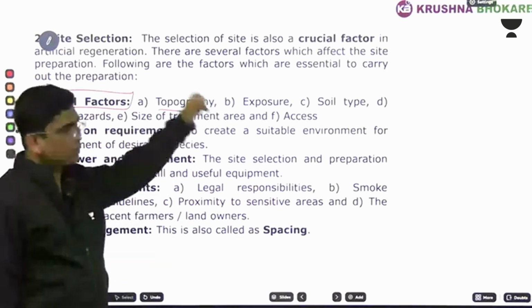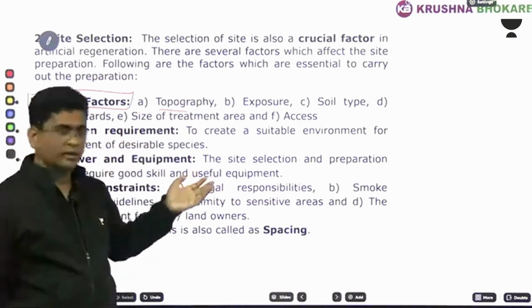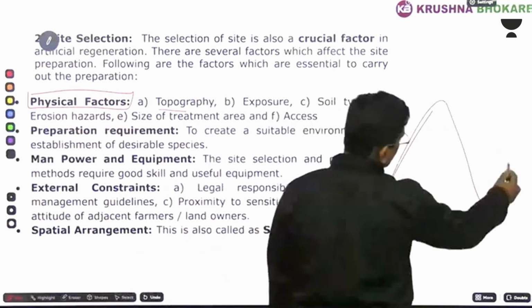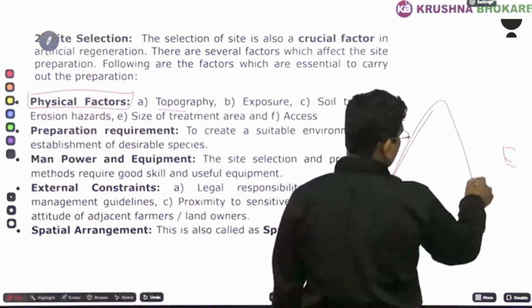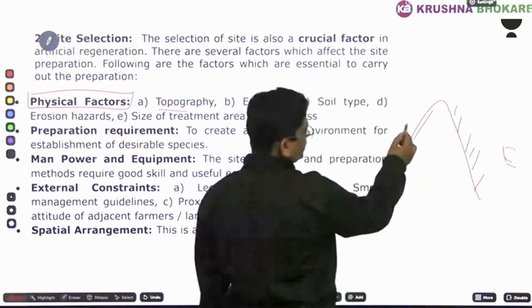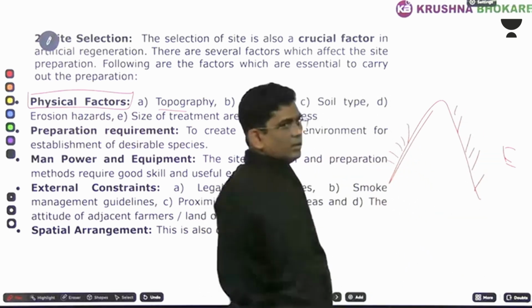Okay. Exposure to sunlight. Let's say this is a mountain and this is the east side. On the east side the vegetation will be of a different type, and on the west side the vegetation will be of a different type. Why?